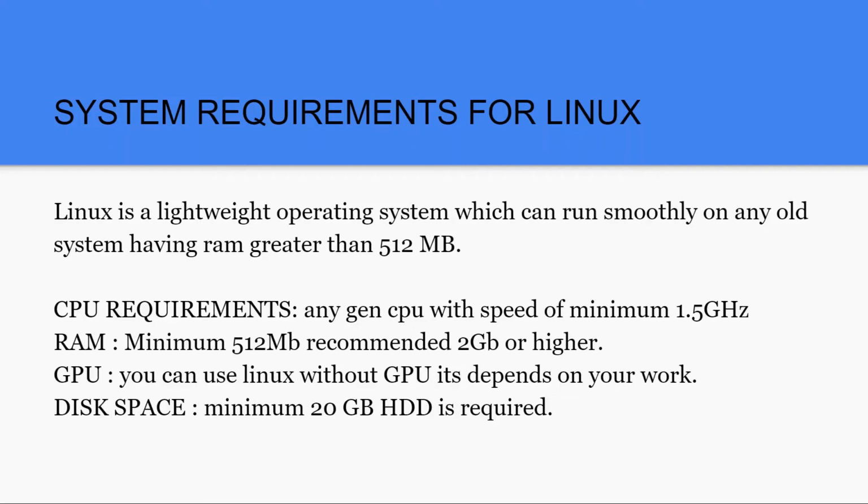System requirements for Linux. Linux is a lightweight operating system which can run smoothly on any old computer system having RAM greater than 512 MB. CPU requirement. A CPU with a minimum of 1.5 GHz can run comfortably on Linux. RAM. A minimum of 512 MB RAM is required, and 2 GB or higher is recommended. GPU. A GPU is actually not needed, but according to your work it may be required. That means if you are performing graphical work, then only a GPU is required. Disk space. A minimum of 20 GB of hard disk is required to run Linux.